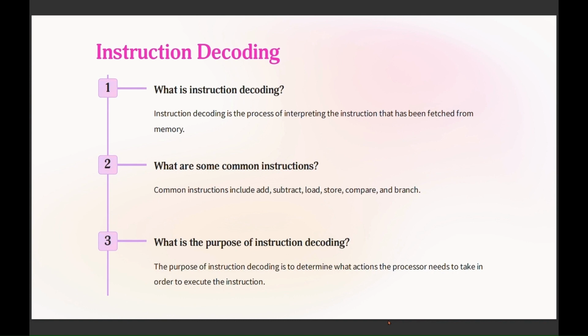The decoding process may involve breaking the instruction down into different fields such as the opcode and the operands. The decoded instruction is then passed on to the execution unit, which performs the specified operation. This may involve loading data from the memory or register, performing arithmetic or logical operations on the data, or transferring control to another part of the program.